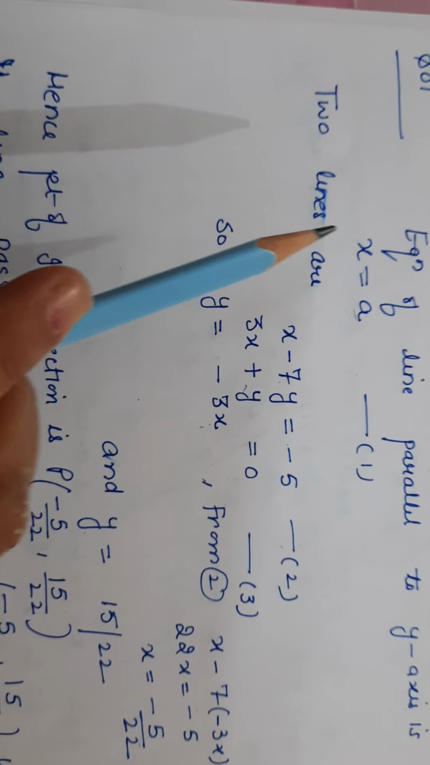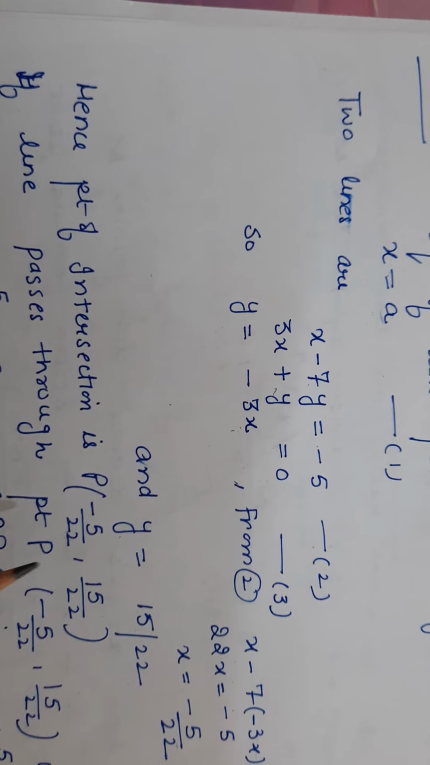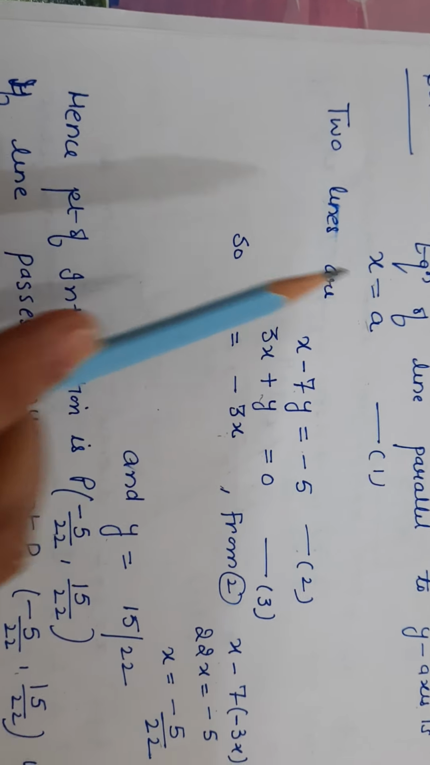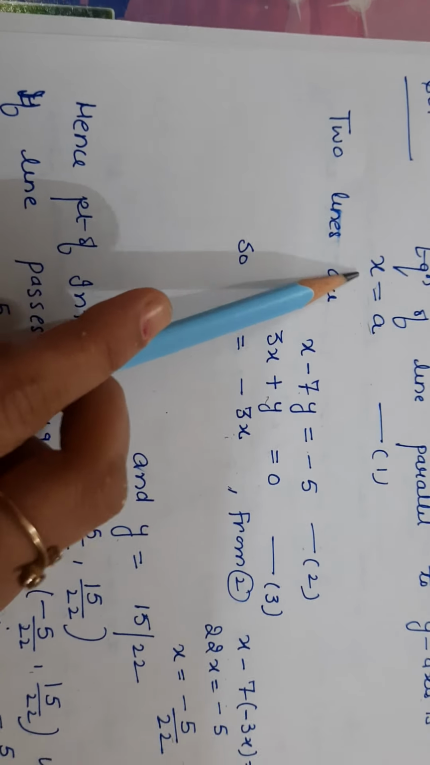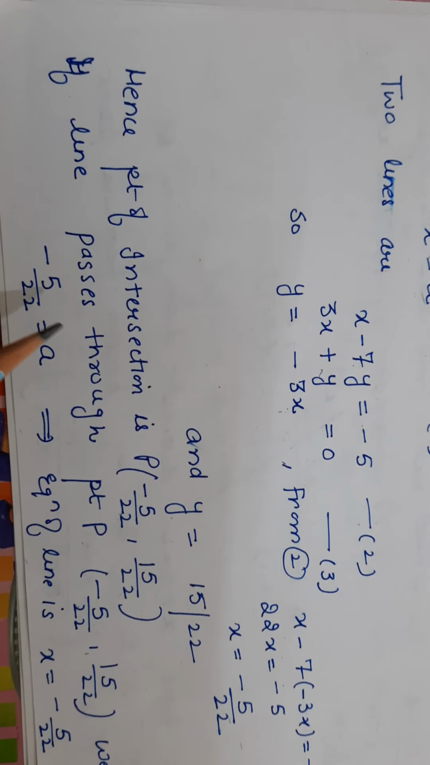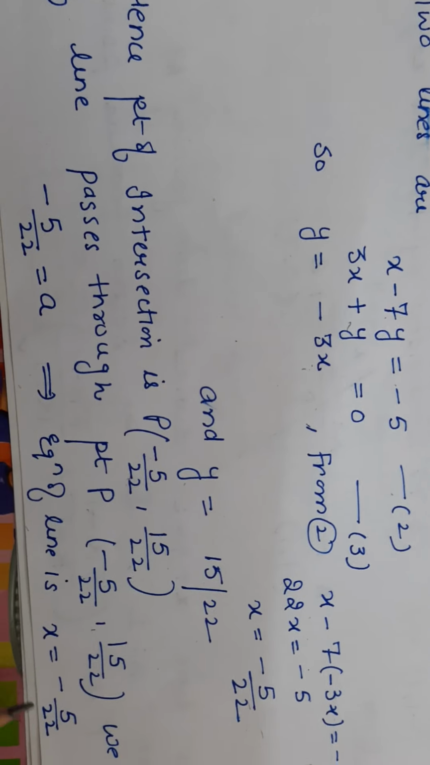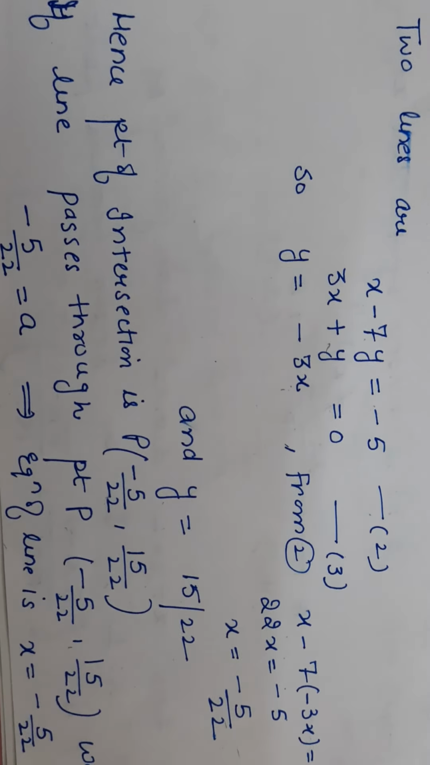Now this line x equal to a is passing through this point P. So that means this point will satisfy this equation. From here, put x equal to this, you will get a is equal to minus 5 by 22. Put the value of a again here, you will get x is equal to minus 5 by 22.